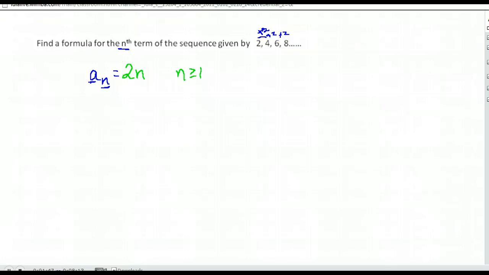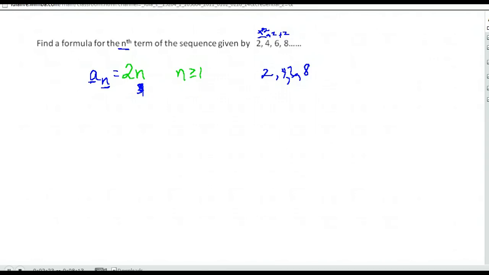Because when n is 1, 2 times 1 would give us 2. When n is 2, our next term, 2 times 2 gives us 4. What this does is just gives us even numbers, because we know that any number that can be divided by 2 is even, which means if we multiply anything by 2, it will make it an even number. Okay, if we did the third term, we'd get 2 times 3 is 6, and the fourth term, 2 times 4 is 8. So if we wanted to know the 200th term, it would be 2 times 200, or 400.